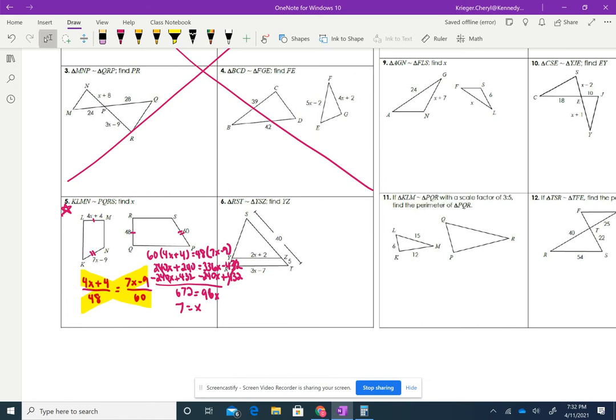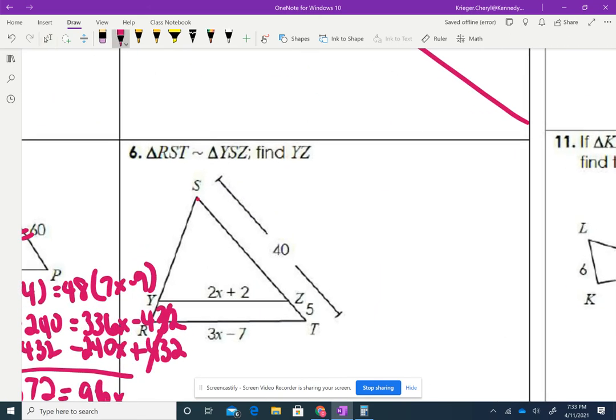You guys can do 6. I think 6 probably won't trick you. Just notice that this is 40 minus 5, 35, right? So don't let that fool you.